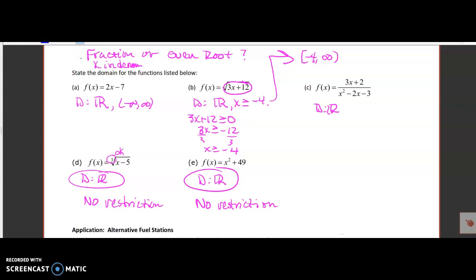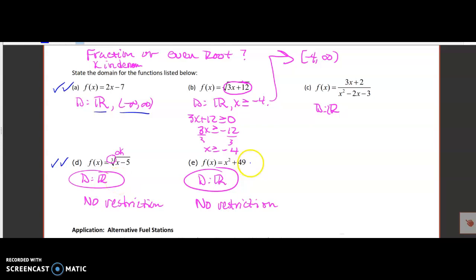If there is no fraction with an x in the denominator, and there's no even root, the domain is all real numbers and you can write it either way. If there is no fraction with an x in the denominator, no even root, odd roots are okay, there's no restriction, and your domain is all real numbers.